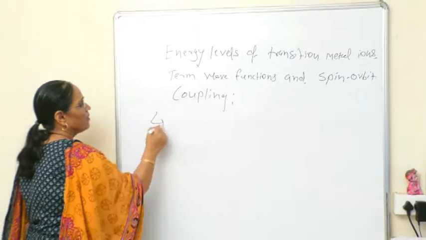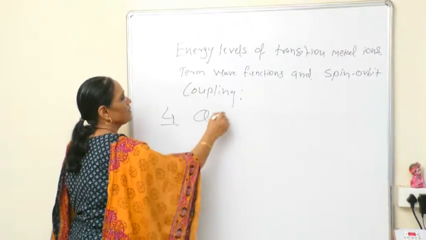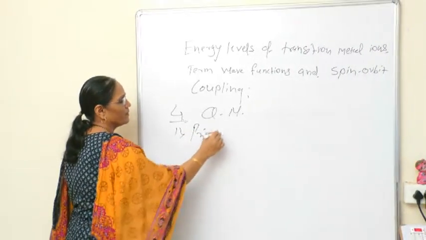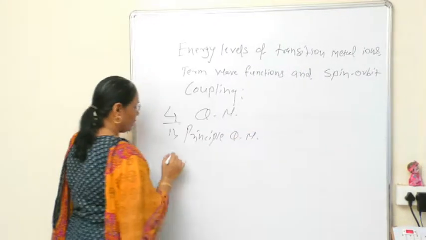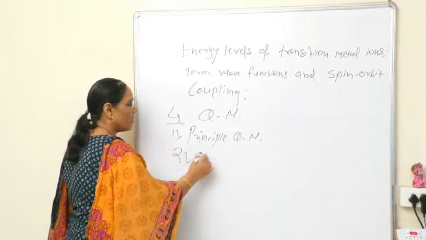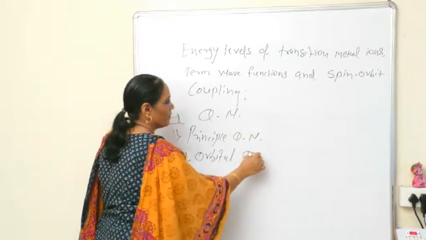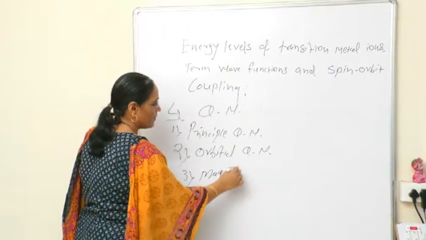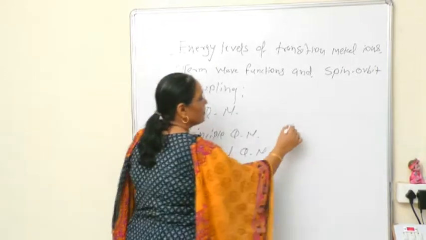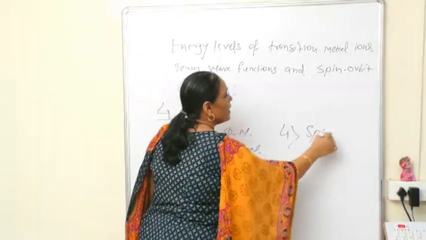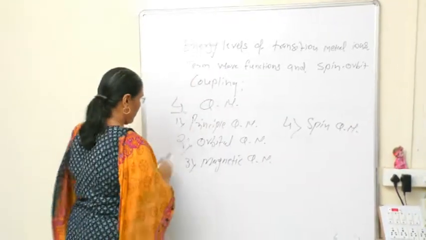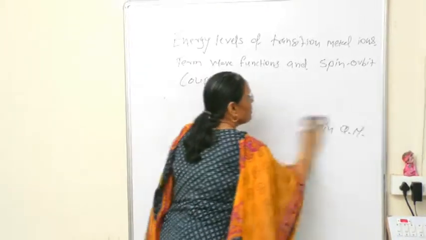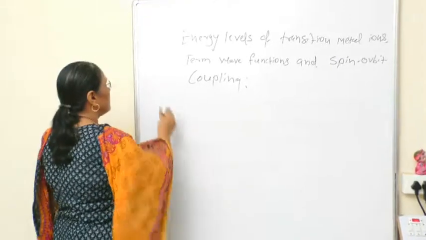There are four types of quantum numbers, and these are: principal quantum number, second is orbital quantum number, third is magnetic quantum number, and fourth is spin quantum number. Let us see these numbers one by one. First, principal quantum number.